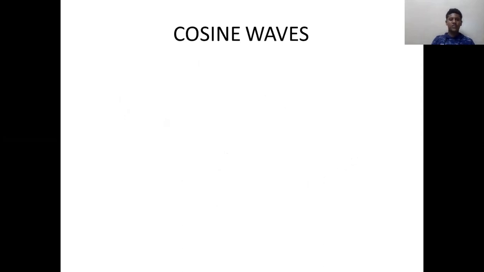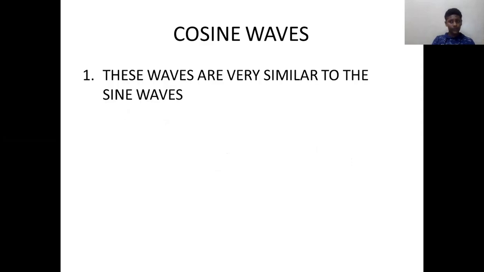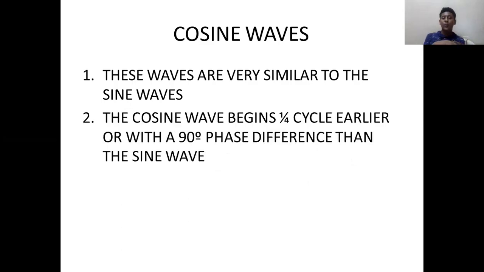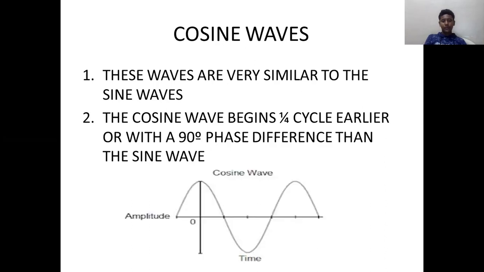Cosine waves are very, very similar to the sine waves, but there's always the difference of why you change the name. It's because the cosine wave begins 1/4 cycle earlier, or a 90-degree phase difference, than the sine. So it begins 90 degrees or 1/4 cycle before the sine wave. We can take a look at the cosine. As we just saw, the sine wave begins at point 0, and the cosine wave begins at 1/4 cycle or 90-degree phase difference before the sine wave. It is before 0 on a negative quadrant.